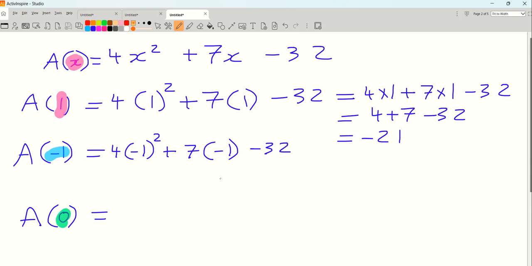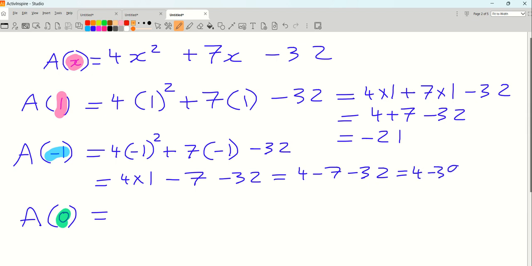And minus 32. Once again, we calculate. This is going to be 4 times 1 plus 7 times minus 1, which actually means minus 7. And then a minus 32. This is going to end up giving me 4 minus 7 minus 32, which is 4 minus 39, which is just minus 35. The whole point of evaluating an expression is that you're giving x a certain value so that you can just calculate it to a specific number.